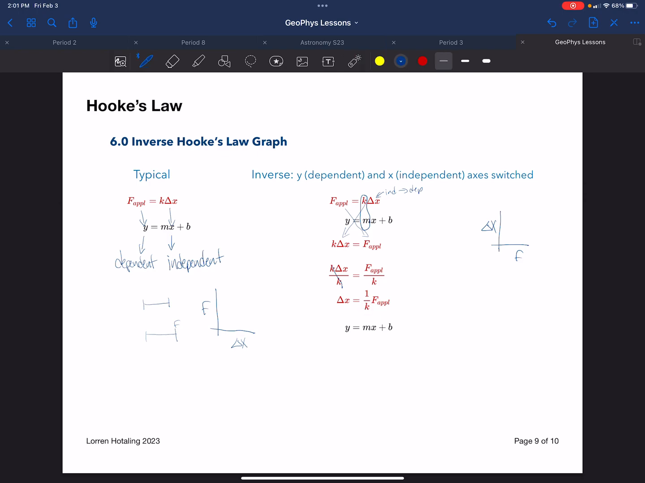And this has the interesting element that the y-axis is now delta x. It is now the dependent variable. And the force applied is the independent variable. And typically in these situations, the y-intercept is equal to 0. But that means that the slope is now 1 over k. In a typical arrangement, the slope is the spring constant. When we switch the axes, the slope is 1 over the spring constant.